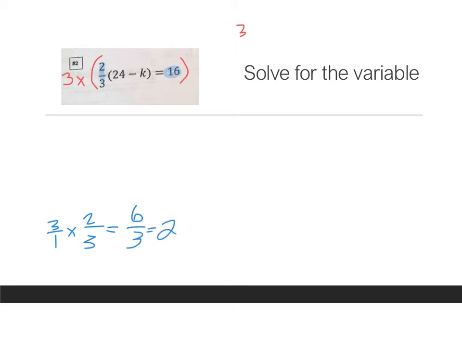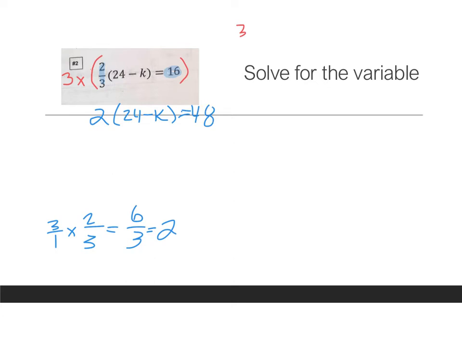So I've gotten rid of my fraction. So I have a 2. Remember, I keep my 24 minus k. I can't do anything with that. And then I need to do 16 times 3. So 16 times 3. 6 times 3 is 18, carry the 1, and then 3 times 1 is 3 plus 1 is 4, so equals 48.